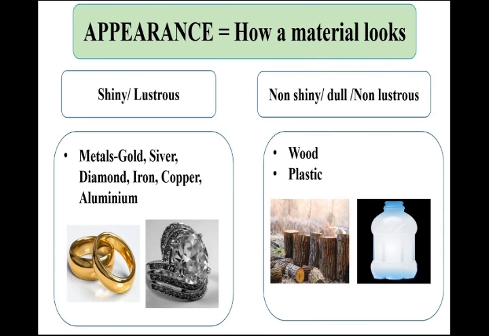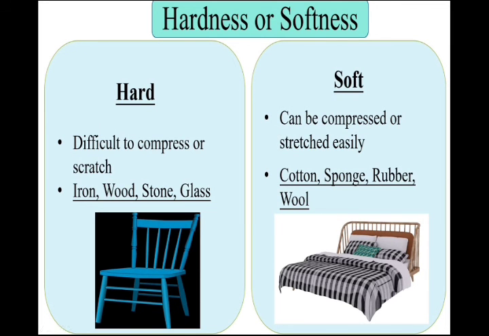And now we will move to the next property, that is hardness or softness. You can see most of the substances like iron, wood, stone, glass, diamond, etc. are hard materials. Okay, hard materials are those which are difficult to compress or scratch. Whereas soft materials are the materials which can be easily compressed or stretched. Examples are cotton, sponge, rubber, wool, etc. Why is a chair so hard? Because a chair should hold the weight of the whole person. In the same way, here you can see the mattresses also. Okay.